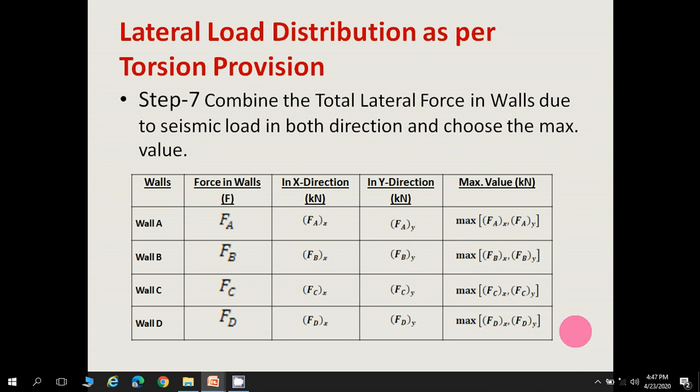So these are some steps which have to be considered while distributing lateral load amongst the different lateral load resisting elements as per the torsional provision. And in the next lecture, I'll take an example and solve it, so that it will be clear to you how the lateral load is to be distributed amongst the different lateral load resisting elements as per torsional provision if the building or a floor plan has torsional irregularities.